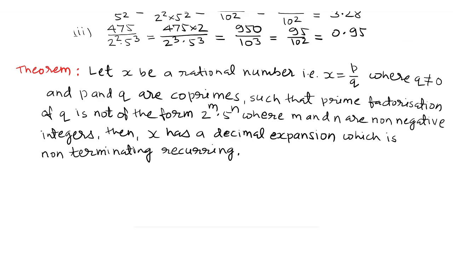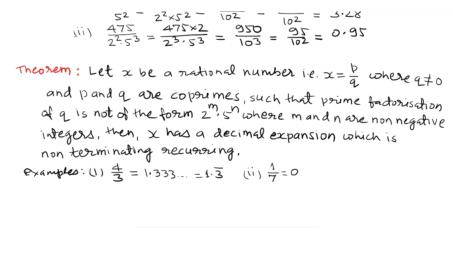We'll learn it by some examples. Our first example is 4 divided by 3, or 4 upon 3. Here the denominator is not of the form 2 to the power m into 5 to the power n. It is other than 2 and 5, which is 3. Then we get the decimal expansion as 1.3333, this goes on, which is equal to 1.3 bar.